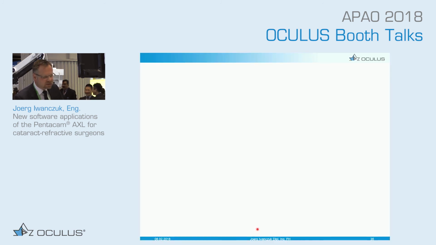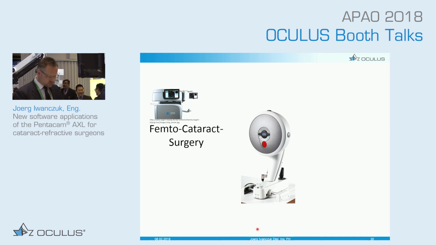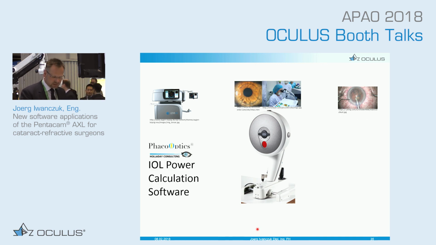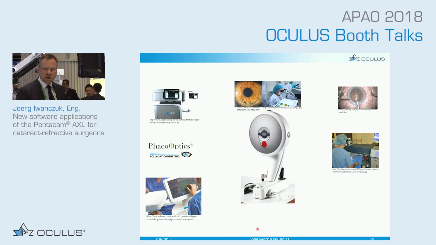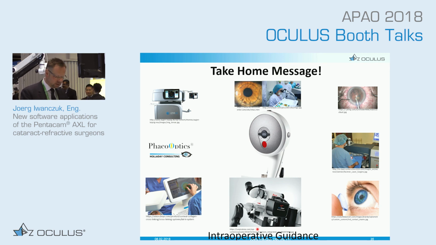So you see the Pentacam is a central unit. It's linked to femtosecond lasers like the LENSAR system. If you do intracorneal ring surgery, the Pentacam is the device of choice. If you do cataract surgery, the Pentacam is the device of choice. If you do IOL power calculation, the Pentacam is again the instrument. If you do laser refractive surgery, if you do cross-linking, if you do contact lens fitting, or if you want to have an intraoperative guidance system, the Pentacam is a central unit. So you do one measurement and you have all the exams and all the information that you need.